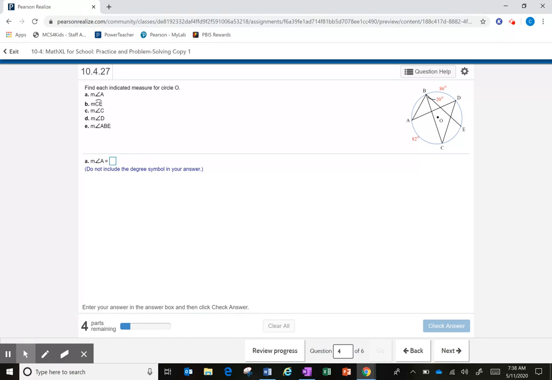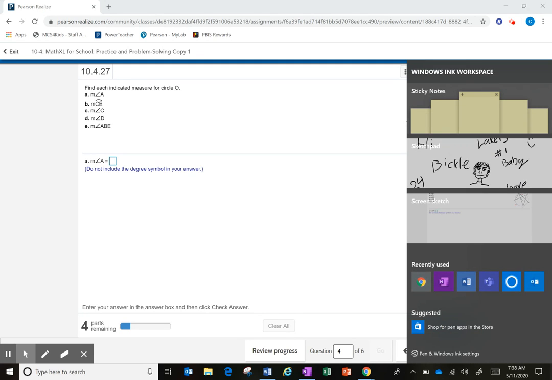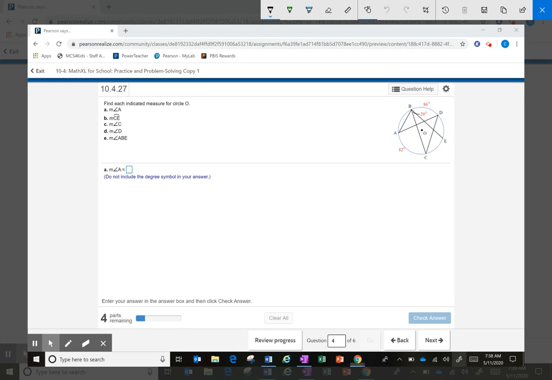I'm going to actually try to copy that image. So let's go ahead and just work off this screen sketch. They want us to find each of the indicated measures inside of the circle. So they gave us a bunch of inscribed angles, again, all sorts of fun stuff like that. Let's see if we can find the measures of the angles and measures of the arcs, okay?